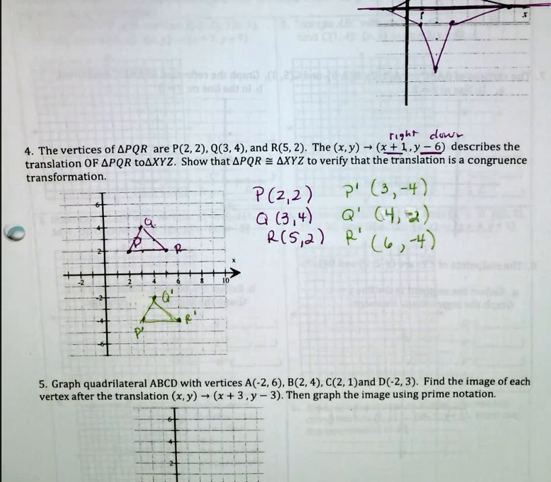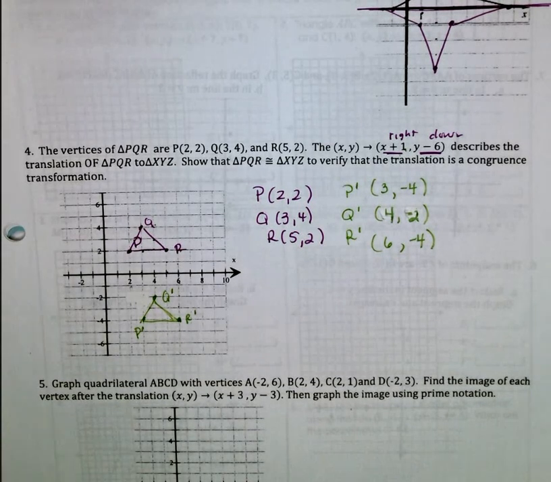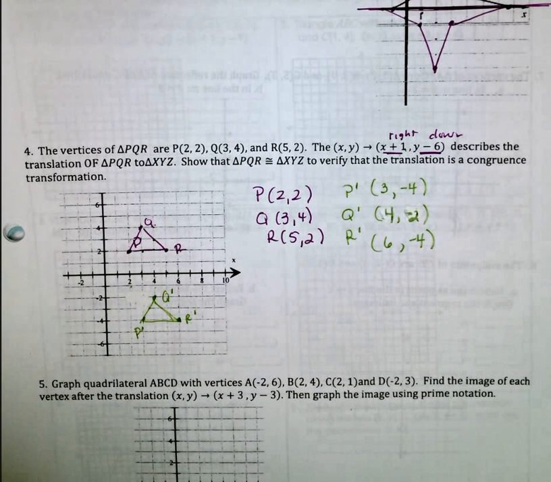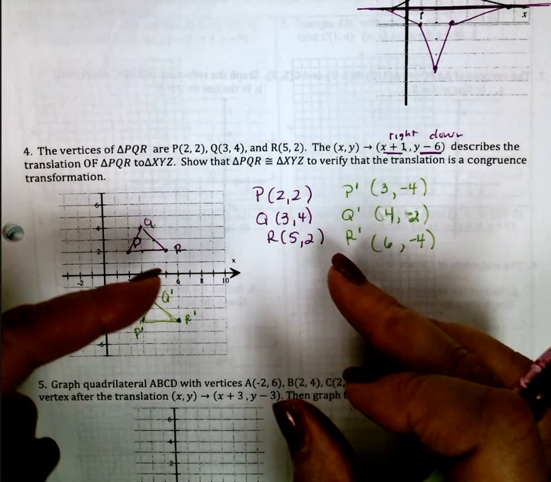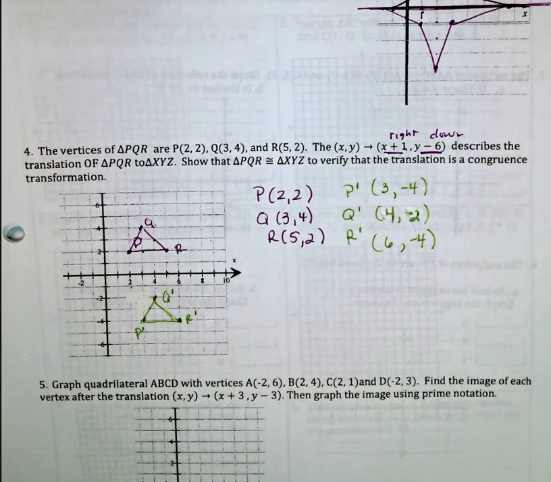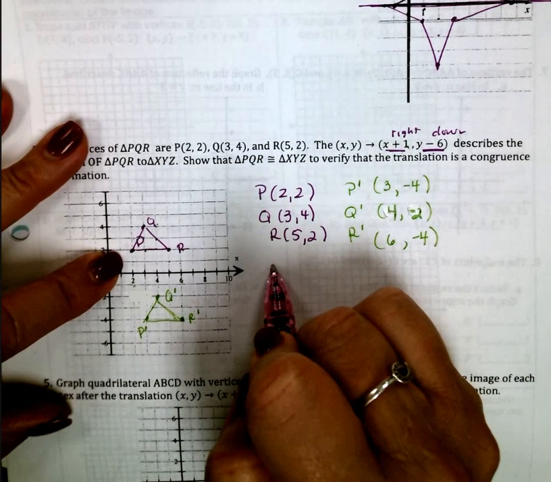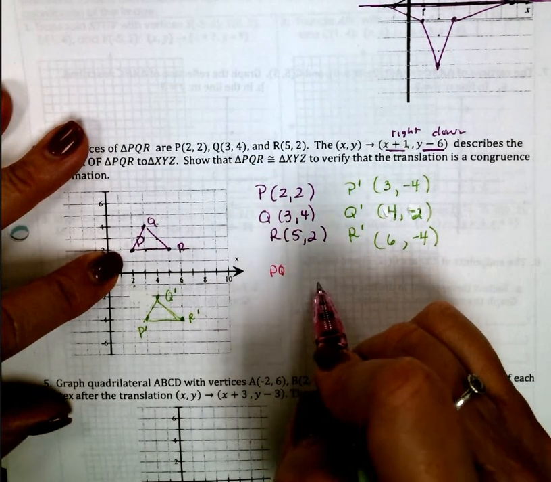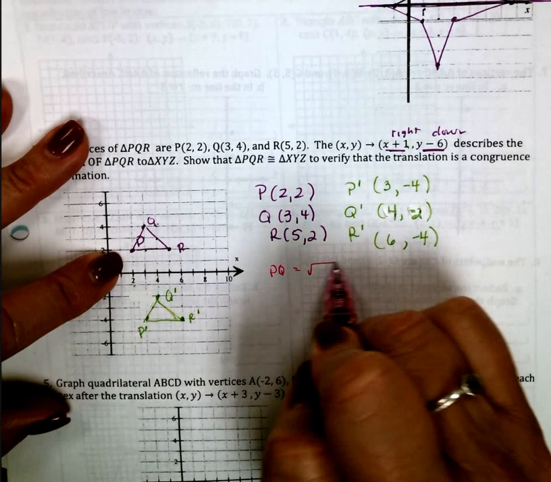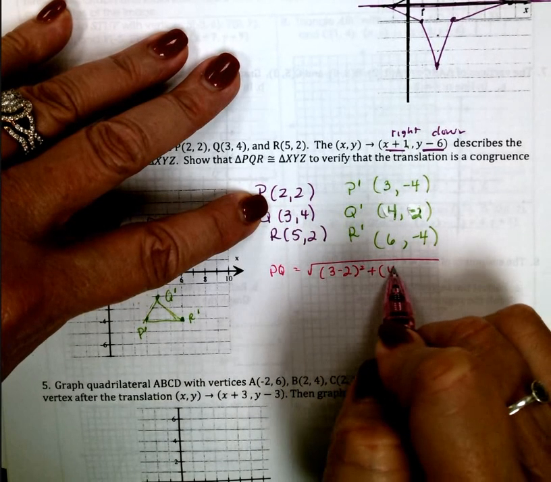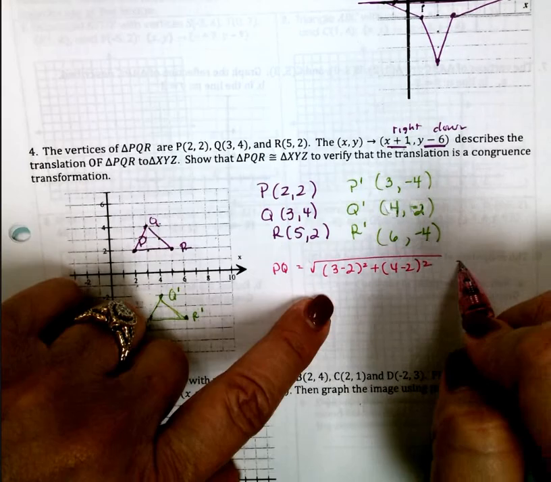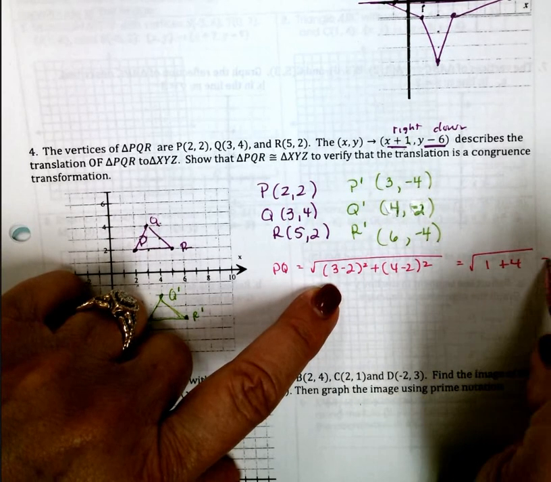Now, when it says to verify that the translation is a congruence transformation, you've got to do the distance formula. The only way you can prove that it's a congruent transformation is to prove all 3 sides are congruent. So you're going to do the distance formula 6 times. My first side, PQ, we'll do 2 of them, because if 2 of them match, the third has to, right? So the distance for PQ is 3 minus 2 squared plus 4 minus 2 squared. So it is the square root of 1 plus 4, the square root of 5.